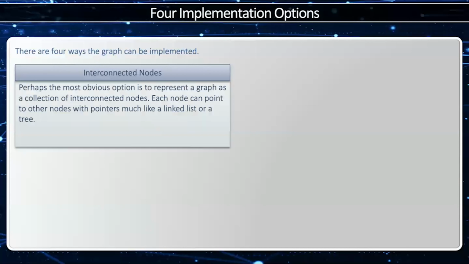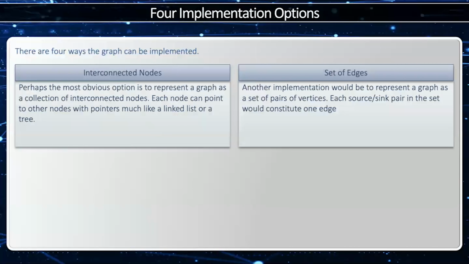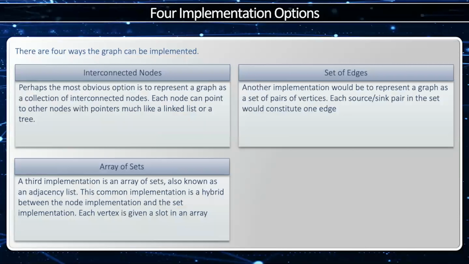One is a connection of interconnected nodes where every node corresponds to a vertex in the graph and a pointer corresponds to the edge. The second is a set of edges where the source sink edge constitutes one element in the set. The third is an array of sets where you have an array of source vertices and every element in the array has a set of destination vertices.